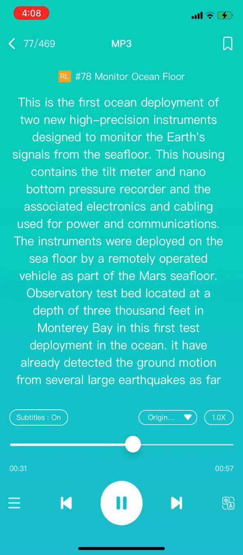In this first test deployment in the ocean, they have already detected the ground motion from several large earthquakes, as far from the Mars site as Chile and the Mariana Trench. In the future, the instruments will be part of a global network of cabled seafloor observatories. Because of their precision, these two new instruments are already detecting signals which could never be measured before.